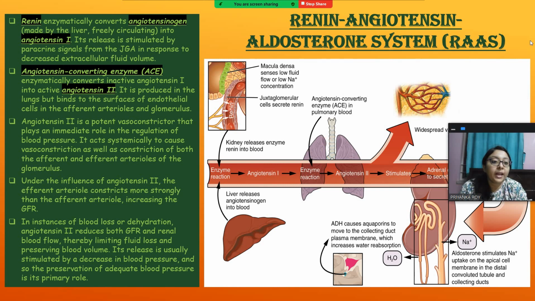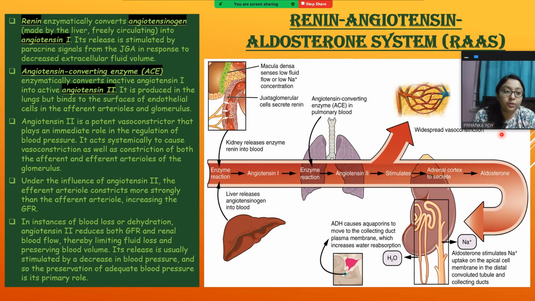So how is this renin, angiotensin, aldosterone system, or the RAS system as we say in short, helping our filtration in the kidney? Renin enzymatically converts angiotensinogen into angiotensin 1, and its release is stimulated by paracrine signals from the JGA in response to decreased extracellular fluid volume. So here, the macula densa senses low fluid flow or low sodium concentration. When there is a low sodium concentration, it signals the juxtaglomerular cells to secrete renin.